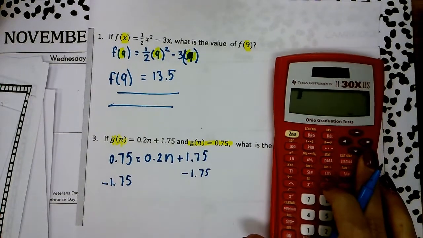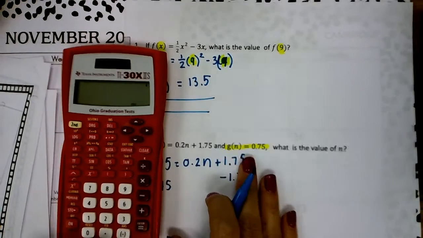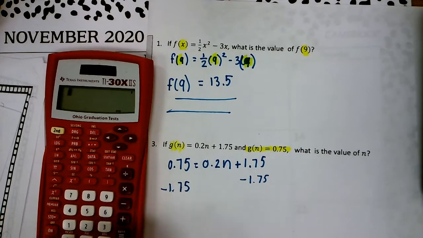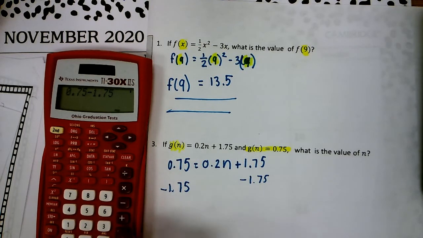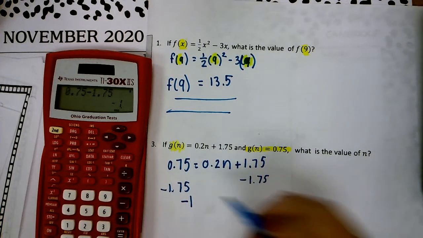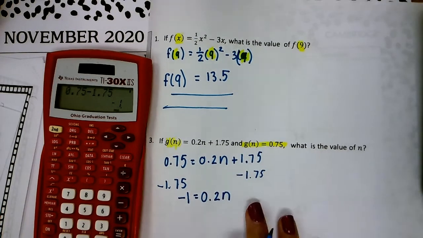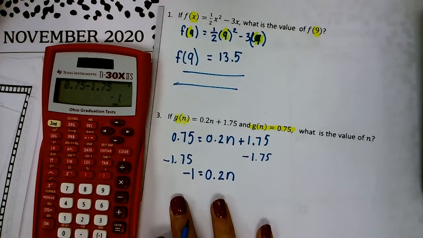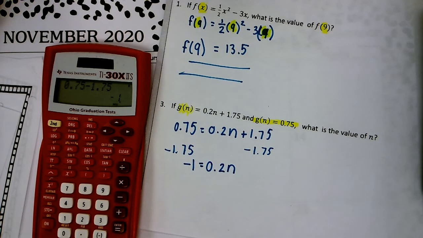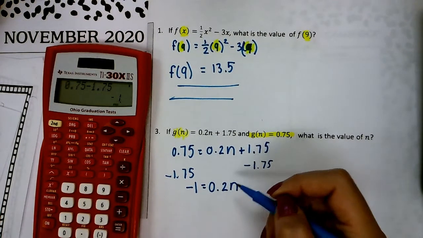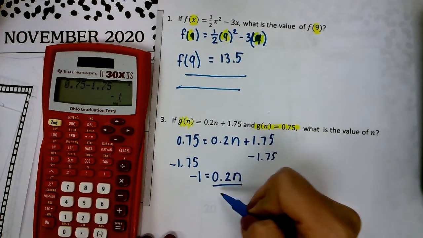So then on your calculator, I'm going to put it over here so you can see it better, you would just want to do 0.75 minus 1.75. When you do that, you get negative 1 is equal to 0.2n. All right, so now we want just n by itself. So this is 0.2 times n. We're going to divide by 0.2.